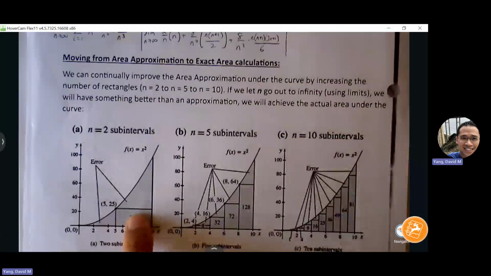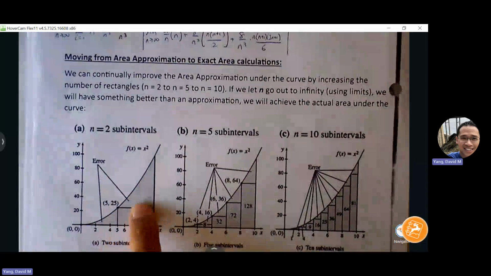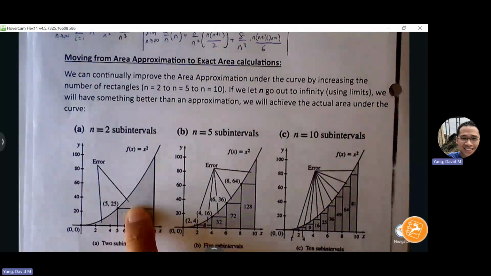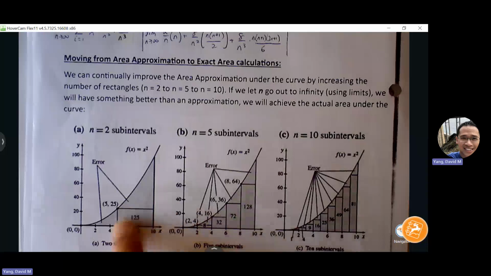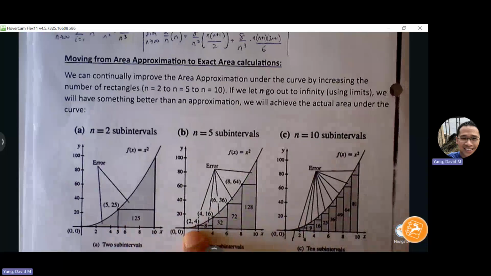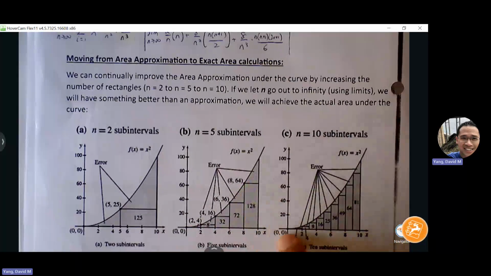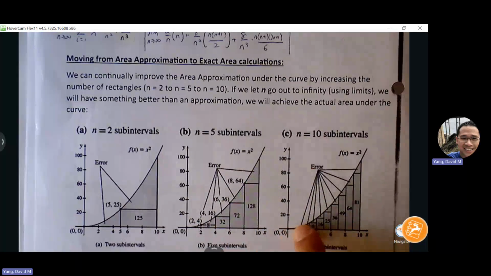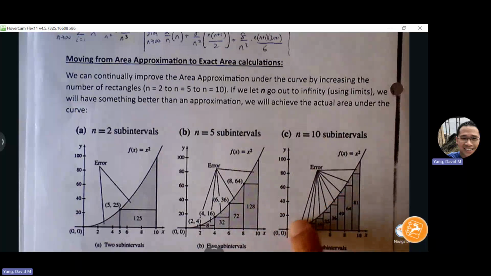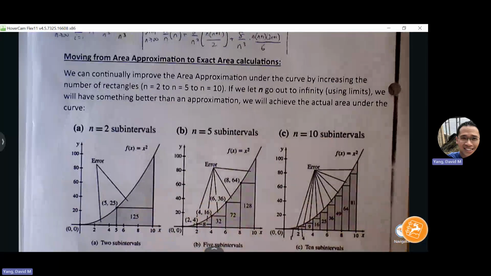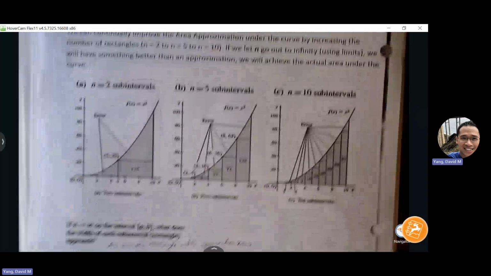You can see that obviously with one rectangle, you have all these portions that are out of your approximation. This is not a very good approximation. With more rectangles, you're getting a better approximation, but obviously there are still gaps. And then with 10 rectangles, you can see the gaps are still there, but it's a lot less than before. So the idea is, what if we just continually add to the number of rectangles? Then our approximation will get better and better.